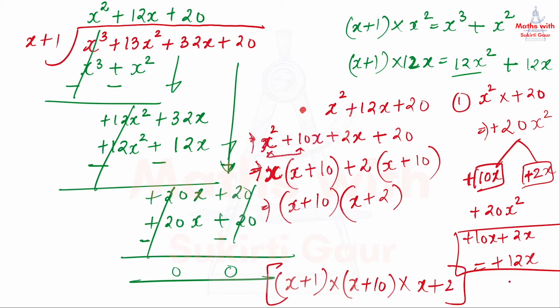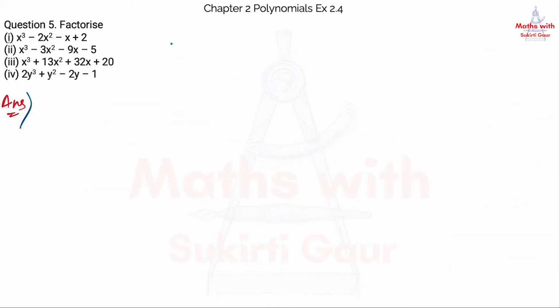Factorization of the third part is complete. Let us proceed to the fourth part. So our fourth part is 2y cube plus y square minus 2y minus 1. Again, we are going to try some values. Let us try y equals to 1 first.